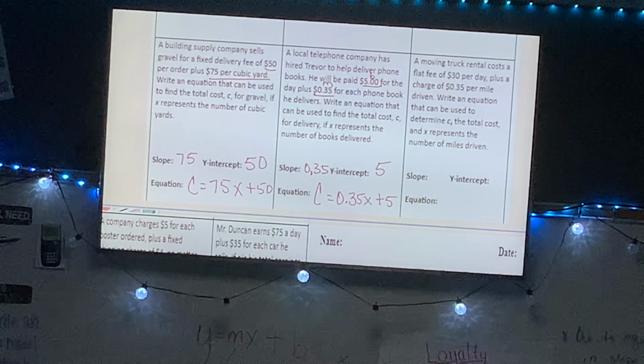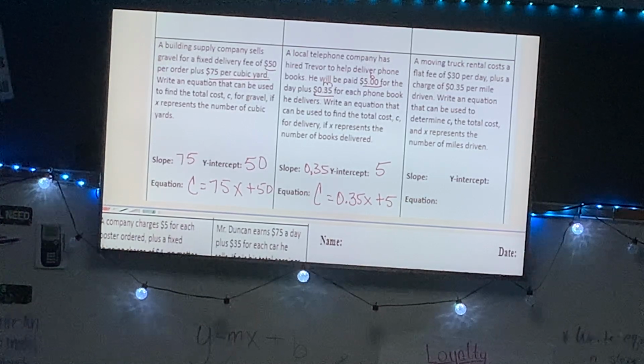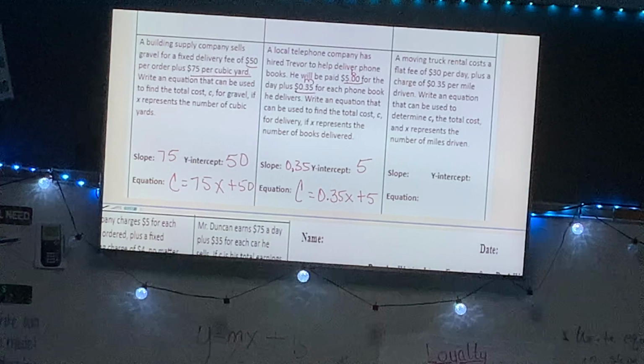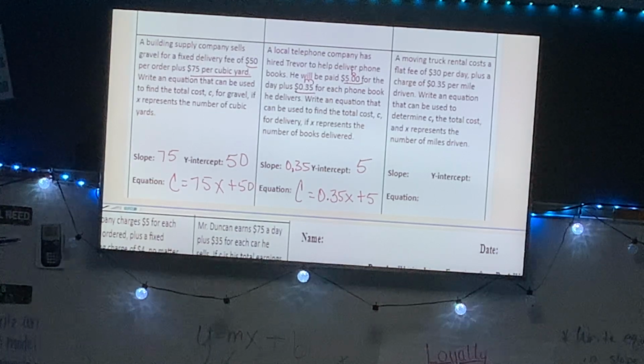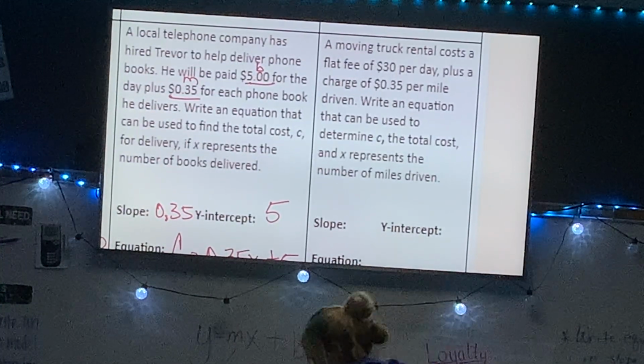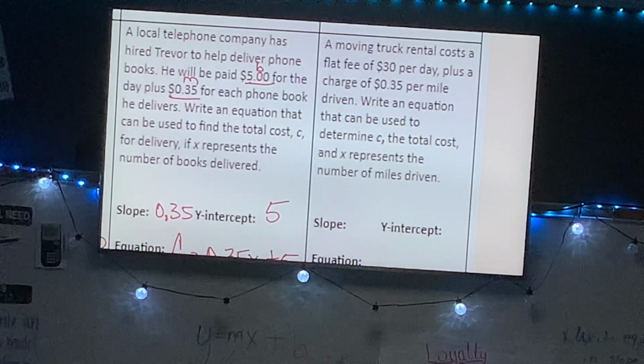Y'all do that next one. So you're always looking for, so when you're just setting these up, just watch what they're asking for. They won't always be a positive slope either.